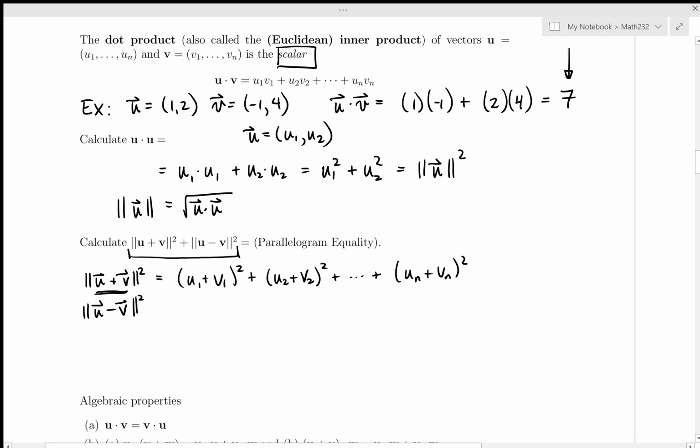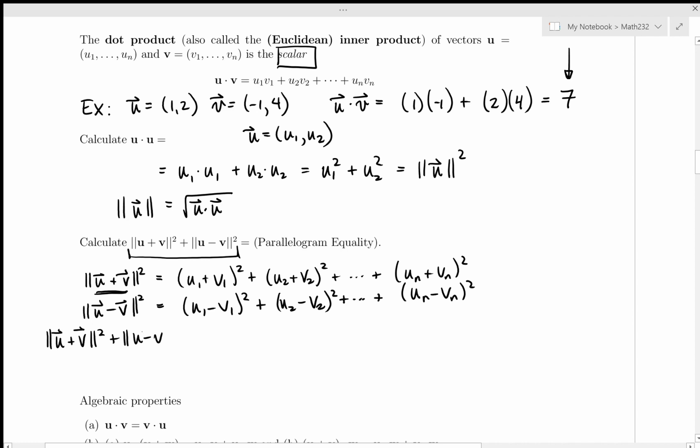In fact, it might be a good idea to stop the video, work through this algebra yourself, and see if you come out with a simplified expression. See what happens. That's a good exercise for you. That's just going to be u1 minus v1 squared plus u2 minus v2 squared plus dot dot dot plus un minus vn squared. Okay, I'm going to add those two things together. I've written out those two things. Let me add them together.